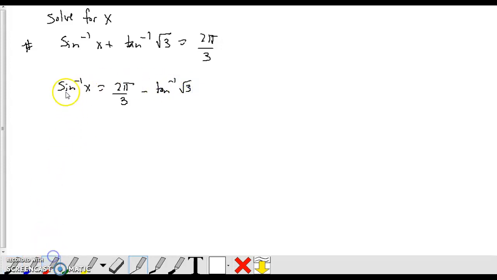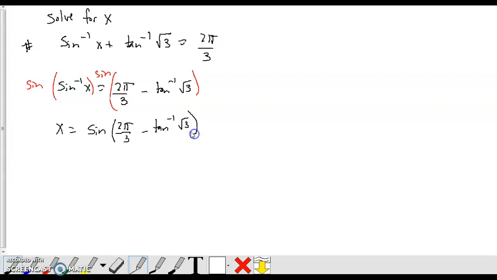Apply the inverse to both sides. So let me apply sine to both sides, and I'm going to get x is equal to sine of 2 pi over 3 minus the inverse tangent of root 3. Hopefully you're noticing that this looks like a sum and difference of sine. So I'm going to make a quick let statement: let theta equal the inverse tangent of root 3. Notice that I did not take that negative with it, because I want to just leave that alone.